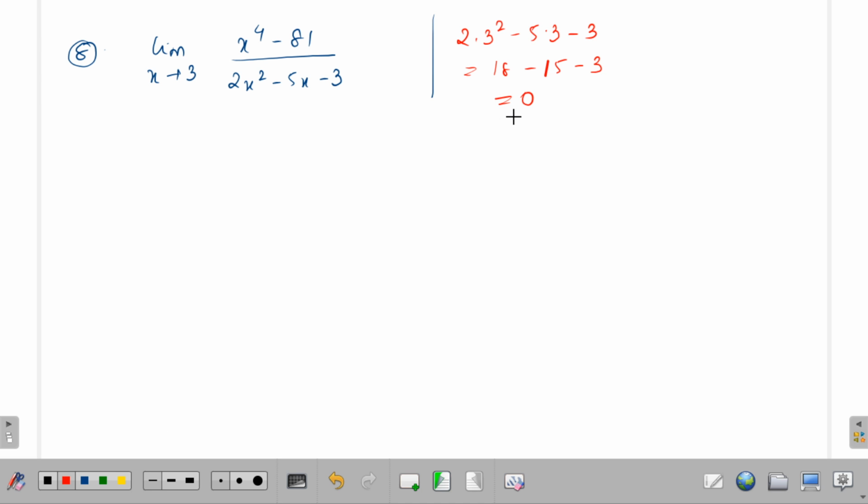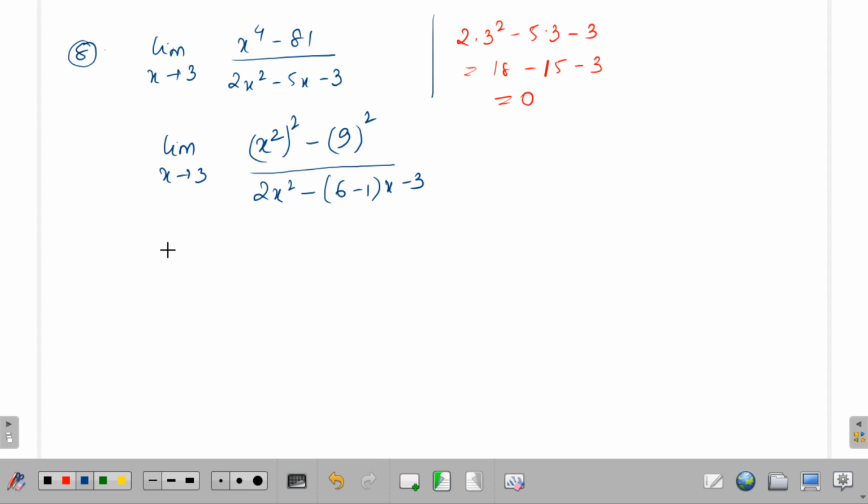Again the same thing, we don't need the answer 0 at the denominator. So the next step is limit x tends to 3. I'll write x to the 4 as x squared, the whole thing squared, minus 9 squared. And in the denominator, let me split the middle term, slowly in this question, so there'll be 2x squared minus 6x plus x minus 3. So that will be limit of x tends to 3, x squared plus 9, and then x squared minus 9.